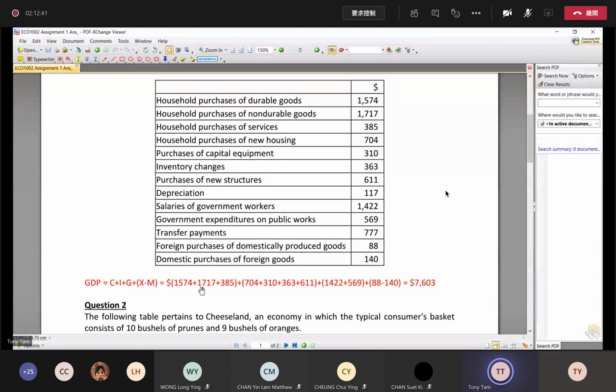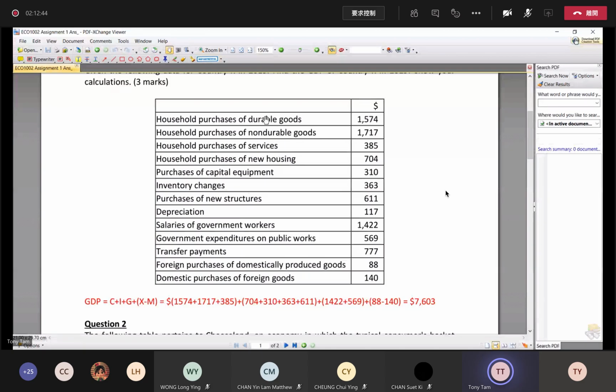Now let's look at that. Here, what will be the C item? There will be consumption, and consumption. Right? 1, 2, 3. Any question about that? What about investment? Here, household purchase of a new house belongs to investment. We have been saying that, right? Equipment, inventory, new structure. 1, 2, 3, 4. Any question about that?